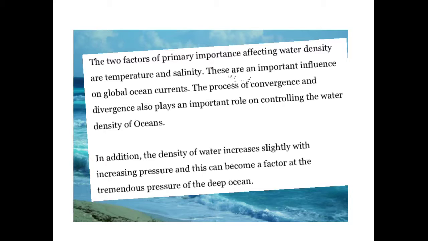In addition, the density of the water increases slightly with the increased pressure, and this can become a factor at tremendous pressure of the deep, deep ocean. So that's why when we go to the very bottom of the ocean, there's more pressure not only from the water above you, it's also increasing pressure because the temperature is lower.